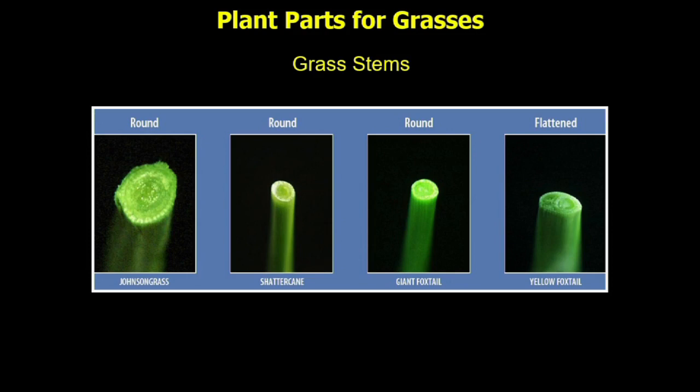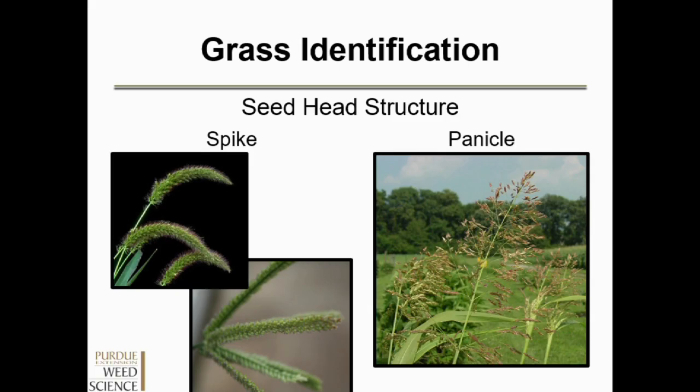You can also identify the triangular nature of a sedge by using the same rolling technique. You can feel the three distinct sides if you roll the stem between your thumb and forefinger.